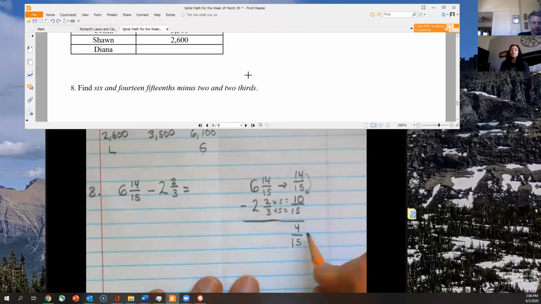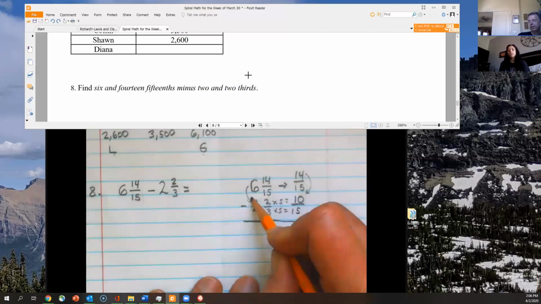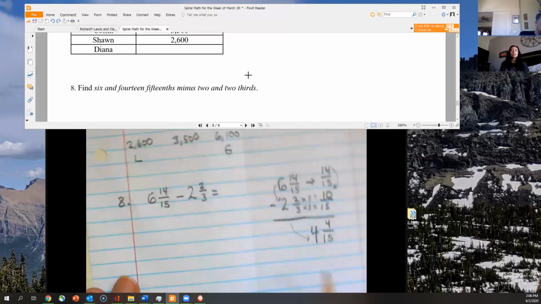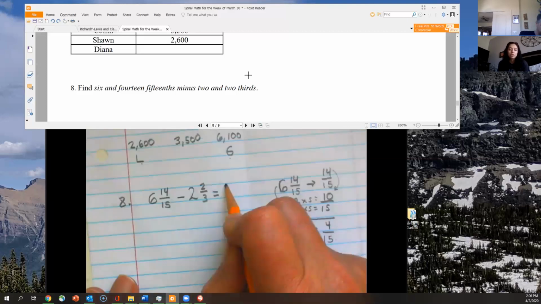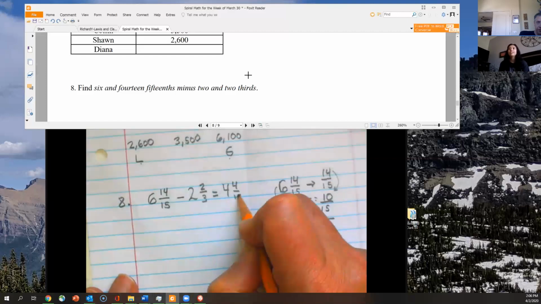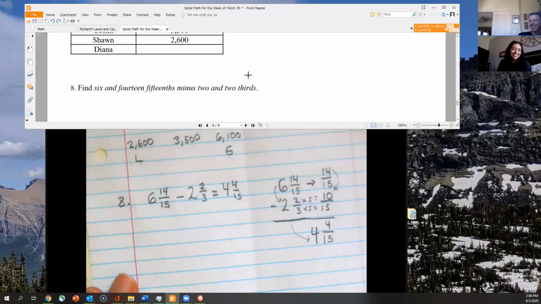So then you go and take a look at your whole numbers, which is your 6 and your 2, and you subtract them. So 6 minus 2 gives you 4. So you guys should have gotten 4 and 4/15 for this one as your quotient, or your, what's it called? And your difference, thank you. I can't think today, it's okay.